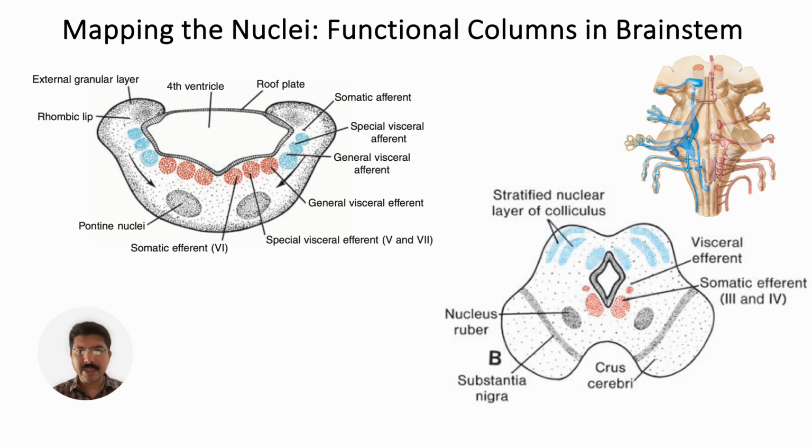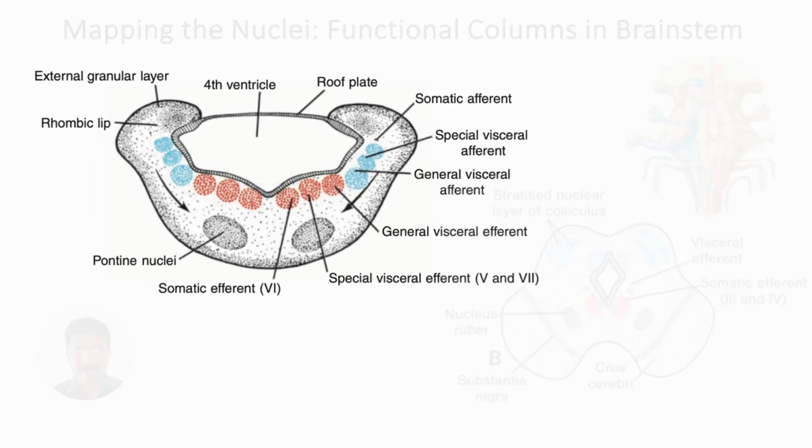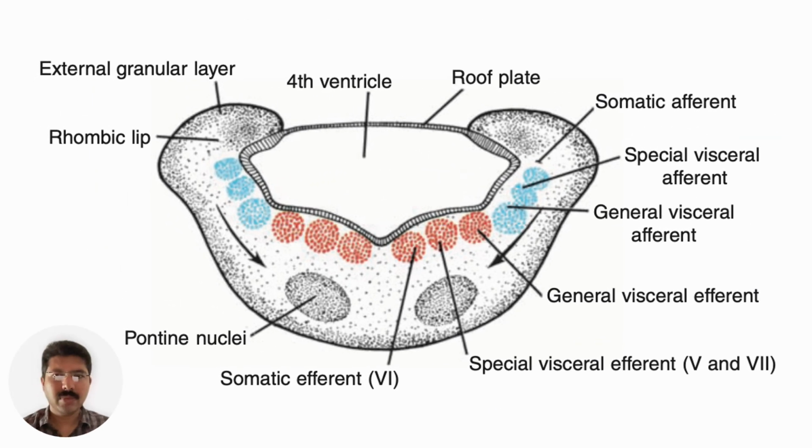You have to notice that the nuclei, which are clusters of neuron cell bodies, are not scattered randomly but are arranged in longitudinal columns that run along the length of the brainstem. These are known as the functional columns. In this diagram, these are the motor nuclei and these are the sensory nuclei.